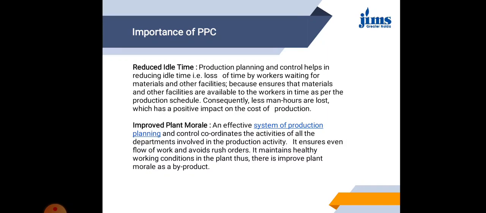Next point, improved plant morale. An effective system of production planning and control leads to coordination of activities in the department and ensures even flow of work, avoiding rush orders. It maintains healthy working conditions in the plant, thereby improving the plant morale as a byproduct or end result.